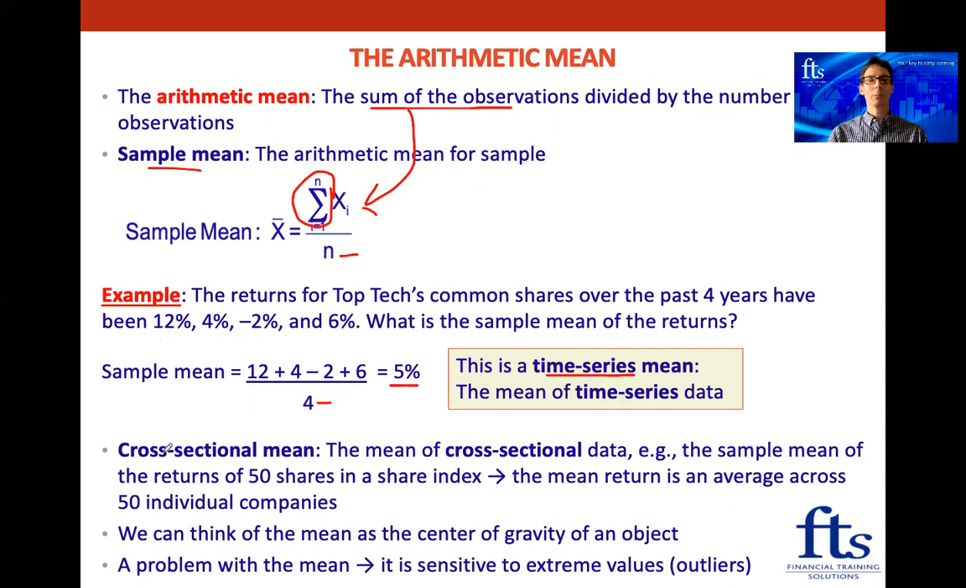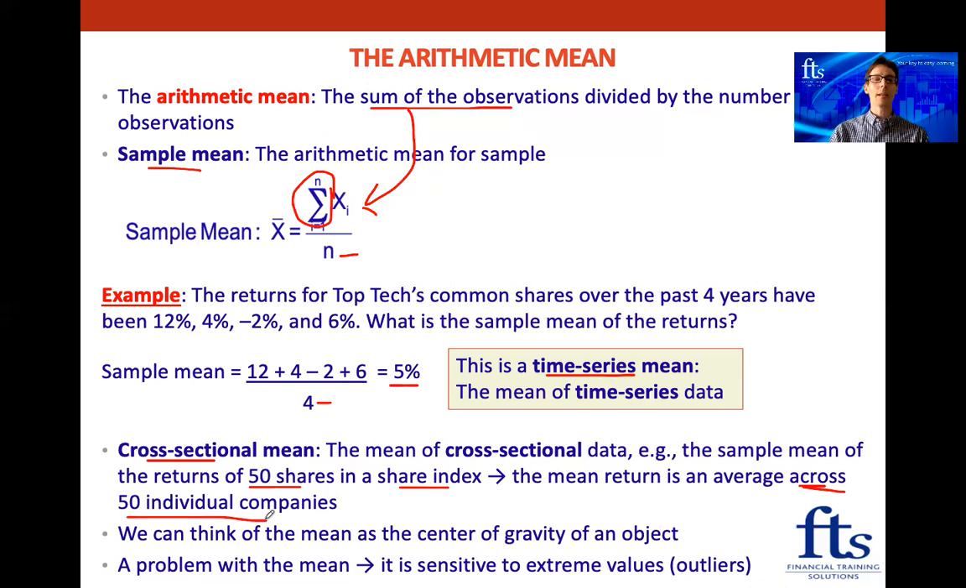But we also get what we call a cross-sectional mean. This is the mean of cross-sectional data. For example, if we take the sample mean of the returns of 50 shares in a share index, then we're going to get the mean return as an average across. That's why it's called the cross-sectional mean, because we're going to get the average return of those 50 individual companies.